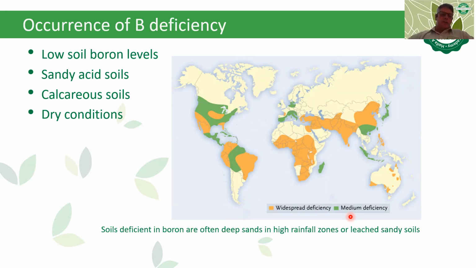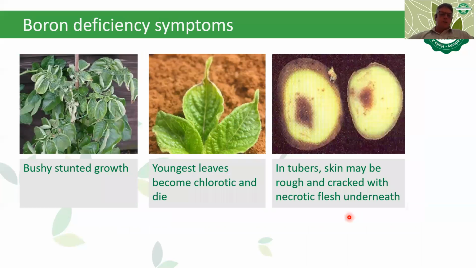And then just to identify boron deficiency, you have bushy stunted plants. The young leaves tend to become chlorotic and sort of fold, not develop properly. And if you see it in your tuber, you can see your skins become rough and cracked, and then you often find these necrotic spots if you cut the potato open.